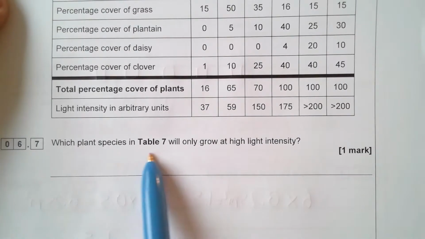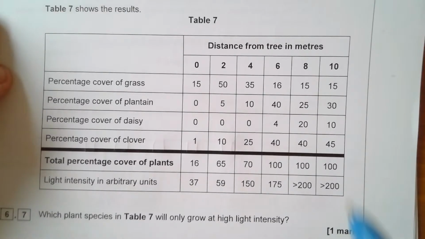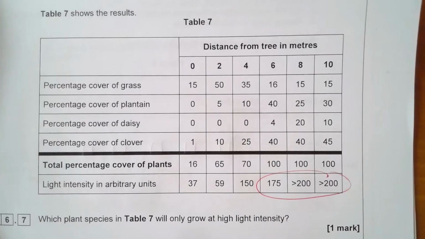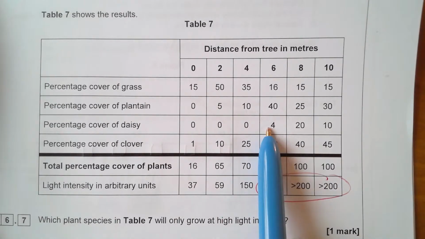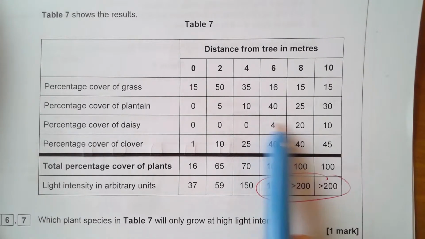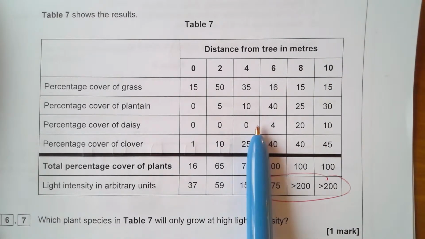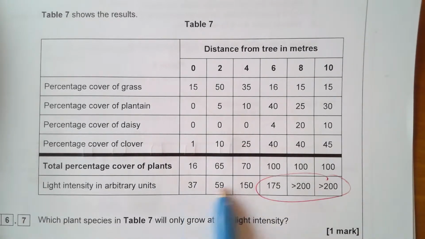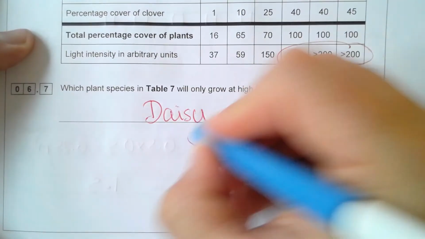Which plant species in table 7 will only grow at high light intensities? So we'll say these are high light intensities over here, anything over 175, and we'll go up our table and find something that grows in these columns, but not over here. And the daisy is the obvious one, because if you look at these low intensities, there are no daisies. So, daisy.